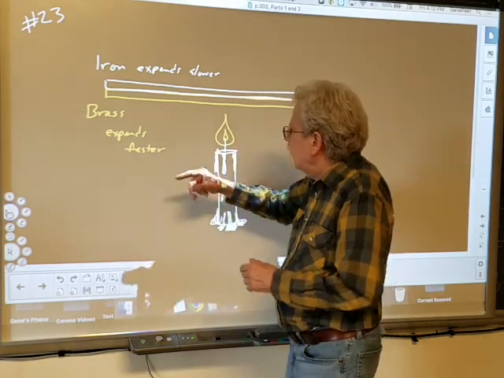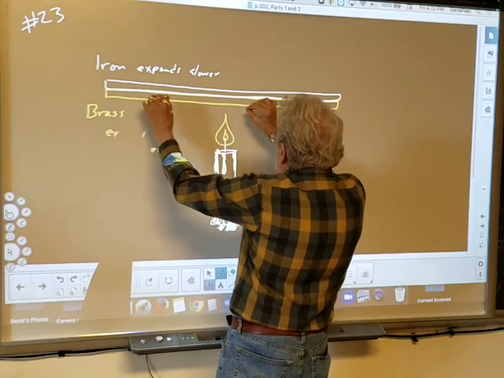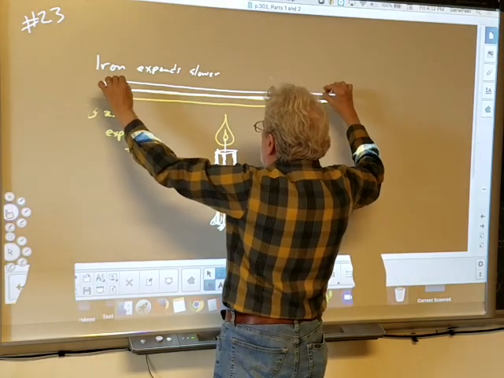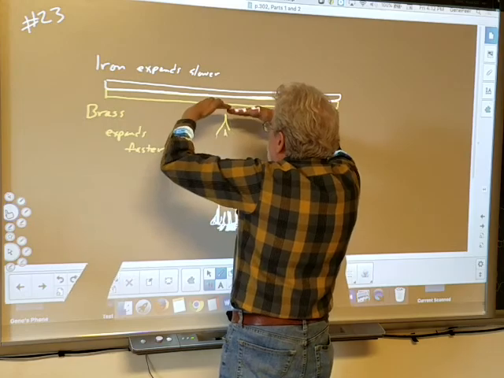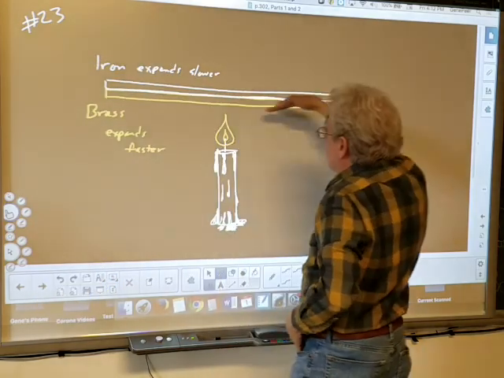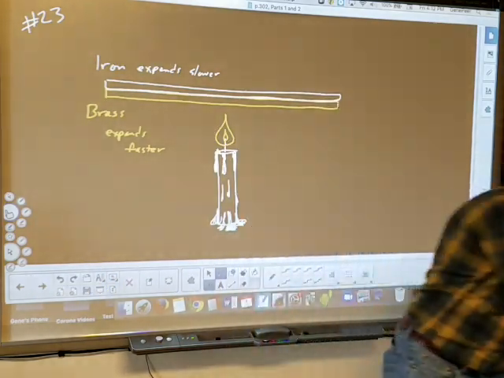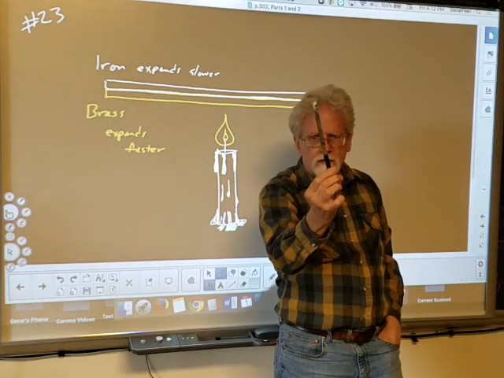Well, because the brass expands more quickly, it's going to try to stretch this way while the iron is saying, no, we don't want to. What's the result? It's going to actually curl up like this, as you saw it do when I applied a flame to this thing. Pretty cool.